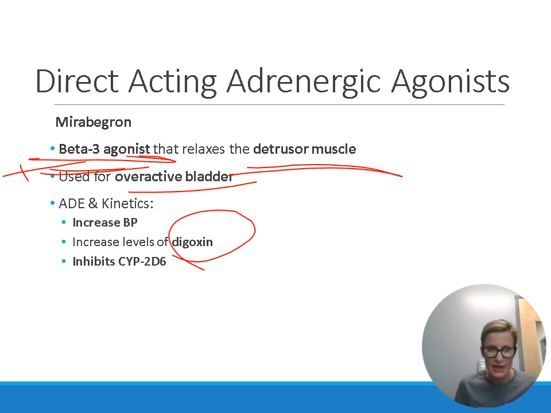Also, mirabegron inhibits CYP2D6. A lot of drugs are metabolized by CYP2D6, so it could increase the effects of them. Metoprolol, which is a cardiac med, a beta blocker, a lot of other beta blockers. A lot of pain meds are metabolized by 2D6, a lot of antipsychotics, a lot. So just keep in mind that you need to look at drug interactions if you start a patient on mirabegron.